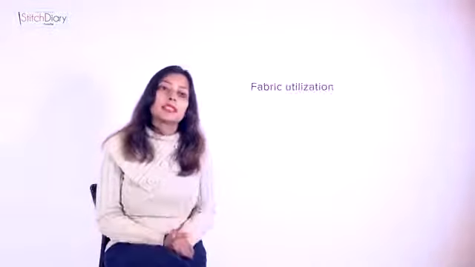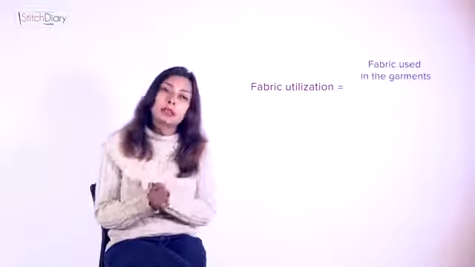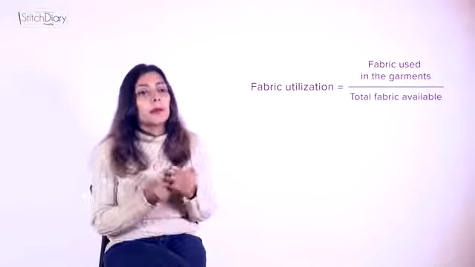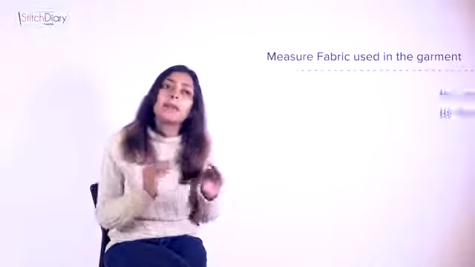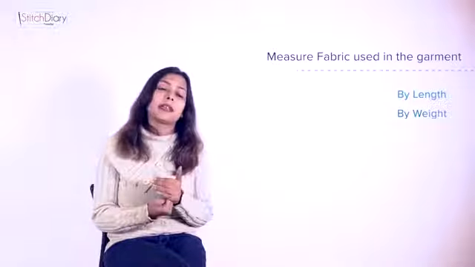The next metric we are going to talk about is fabric utilization. Fabric utilization is simply defined as a ratio of total fabric used in the garment divided by total fabric available. Fabric available essentially is the amount of fabric bought or the amount of fabric that is allocated for the order. Now, fabric used in the garment can be calculated by two methods. It can be calculated by length or by weight.